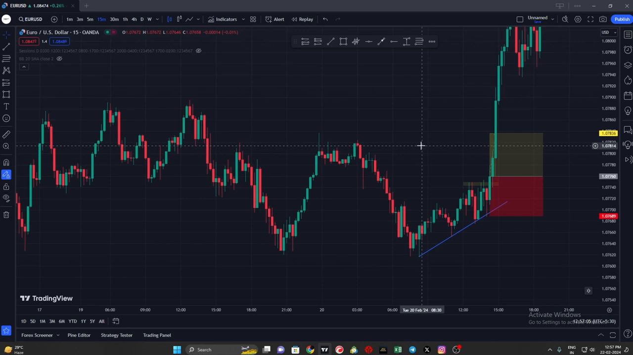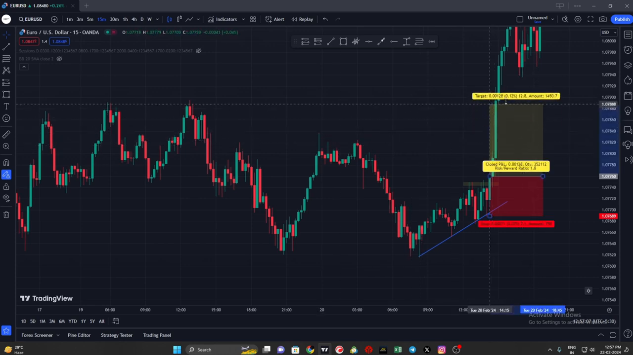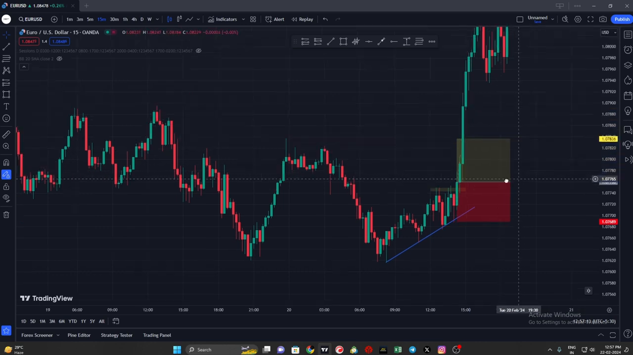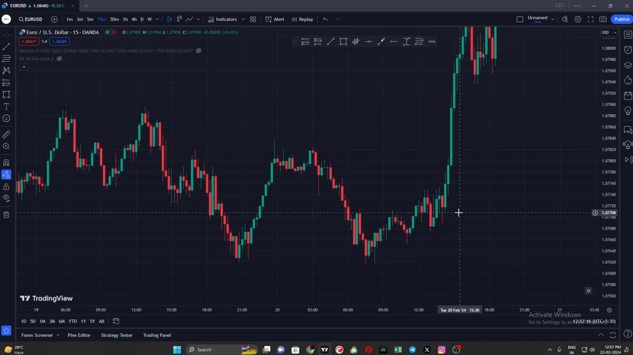All right, so you can target this, or you can target this, depending on how much risk you want to take. So that's pretty easy. Now this is for day trading. Now for swing trading, where we hold our trades for more than 1 day.